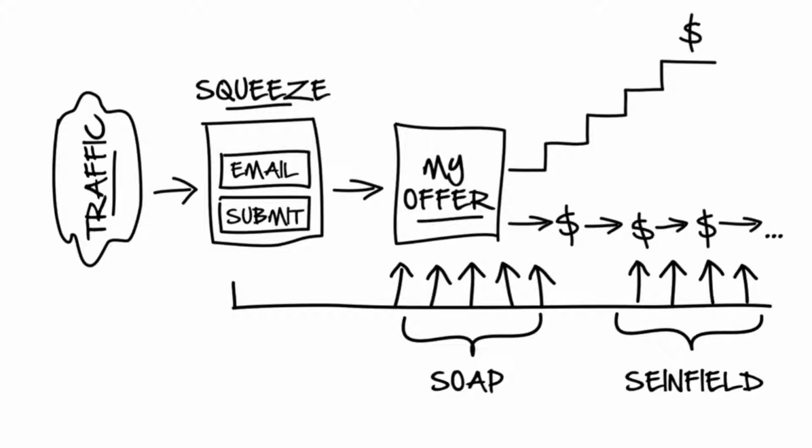So the soap opera sequence, how that works is, we drive the traffic to our squeeze page. Alright, they opt in because we give them a free PDF or something. We give them an ethical bribe, basically. We give them something that's going to add value to their lives in order for them to subscribe to our email list. They subscribe, boom, now we have their email, and we can email them at any time we want.